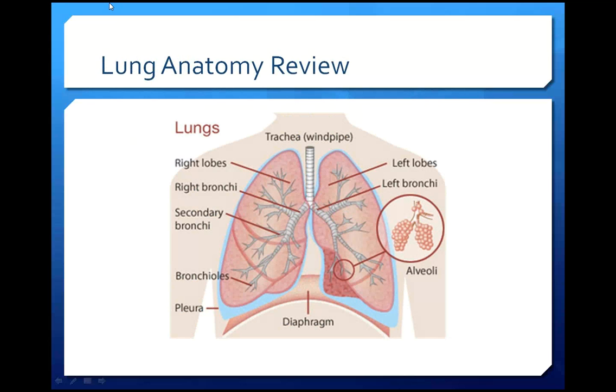So, real quick review. The lungs have two lobes on the left and three on the right. There's the trachea coming down, branching into the two main bronchi, then you have the secondary bronchi, tertiary bronchi.